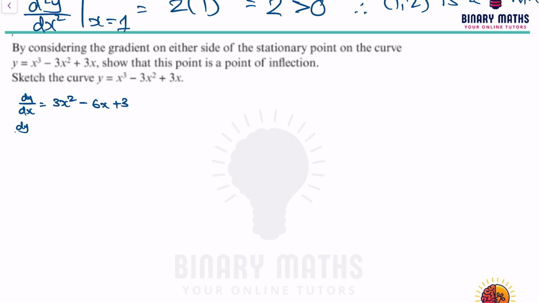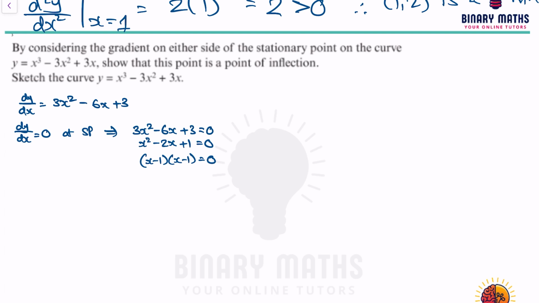So I know dy dx is equal to 0 at a stationary point, which implies 3x squared minus 6x plus 3 equals 0. If I divide by 3, I get x squared minus 2x plus 1 equals 0, which means x minus 1 times x minus 1 is equal to 0, which implies x is equal to 1. When x is equal to 1, y would be equal to 1 cubed minus 3 times 1 squared plus 3 times 1, which is equal to 1. So therefore, (1, 1) is a stationary point.